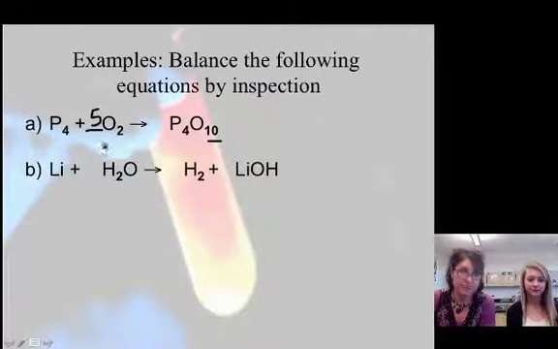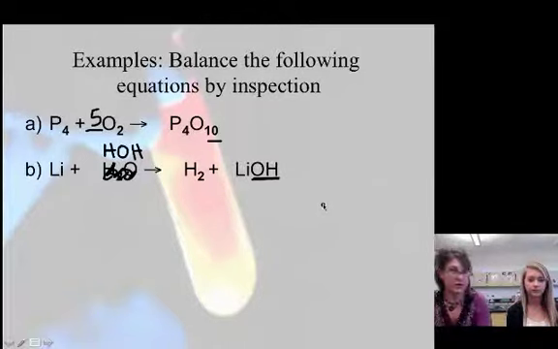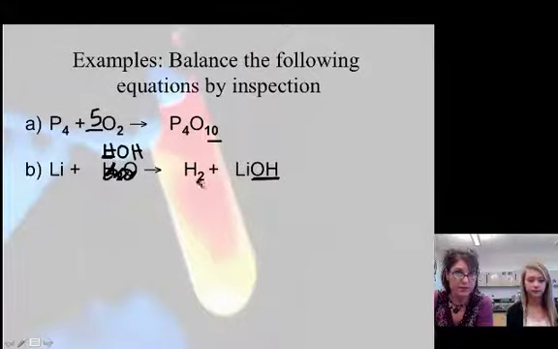I'm going to write water as HOH instead of H2O because look, here's my OH right over here. So that helps me keep track of where the OH went. Okay, here's where my hydrogen is. And now I have 2 hydrogens. So I want to put a 2 here so I can have 2 hydrogens. Okay. Now I have 2 OHs. So I'm going to put a 2. And we'll come back. There we go.